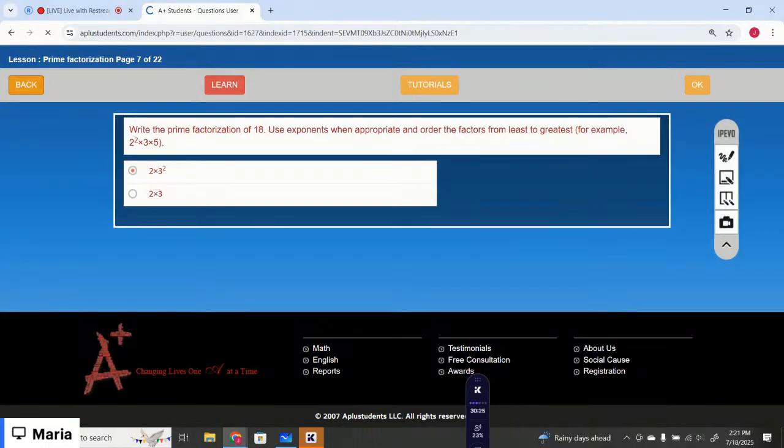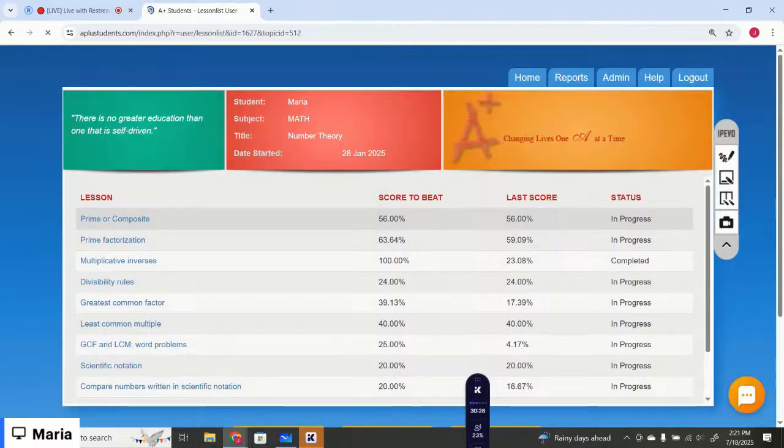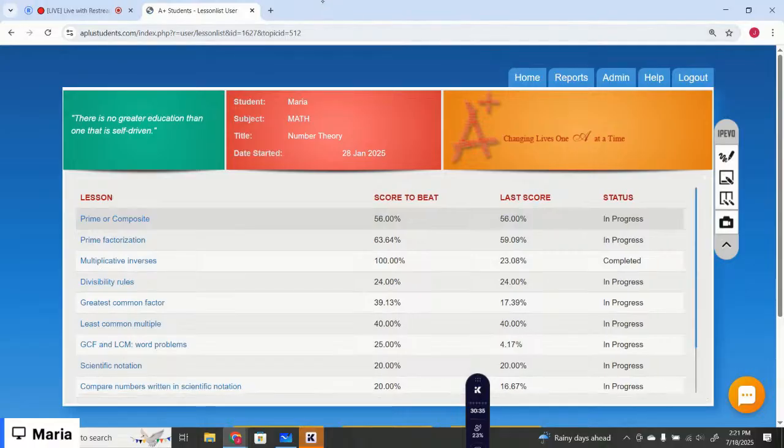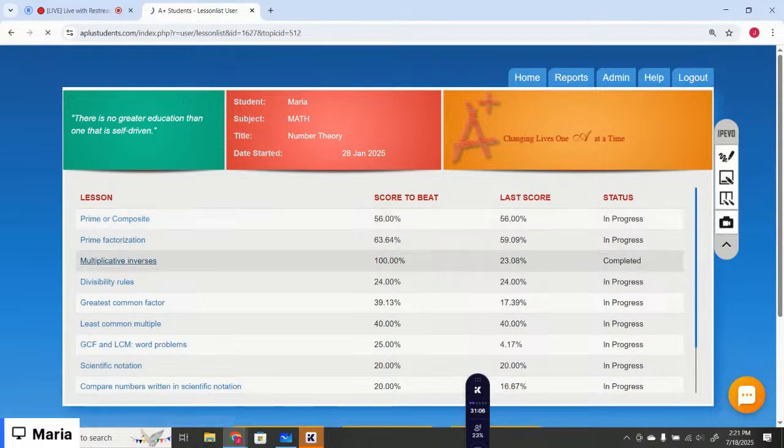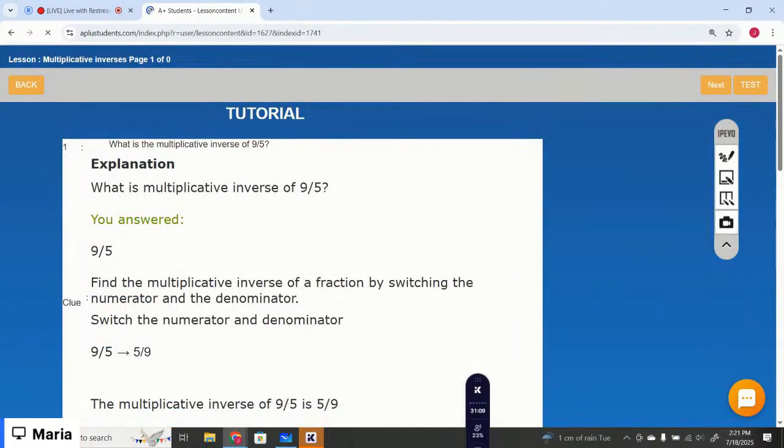Okay, you can complete the lesson by yourself later today. Let me just move on to the next lesson. That is multiplicative inverses. So let's just start with the lesson.